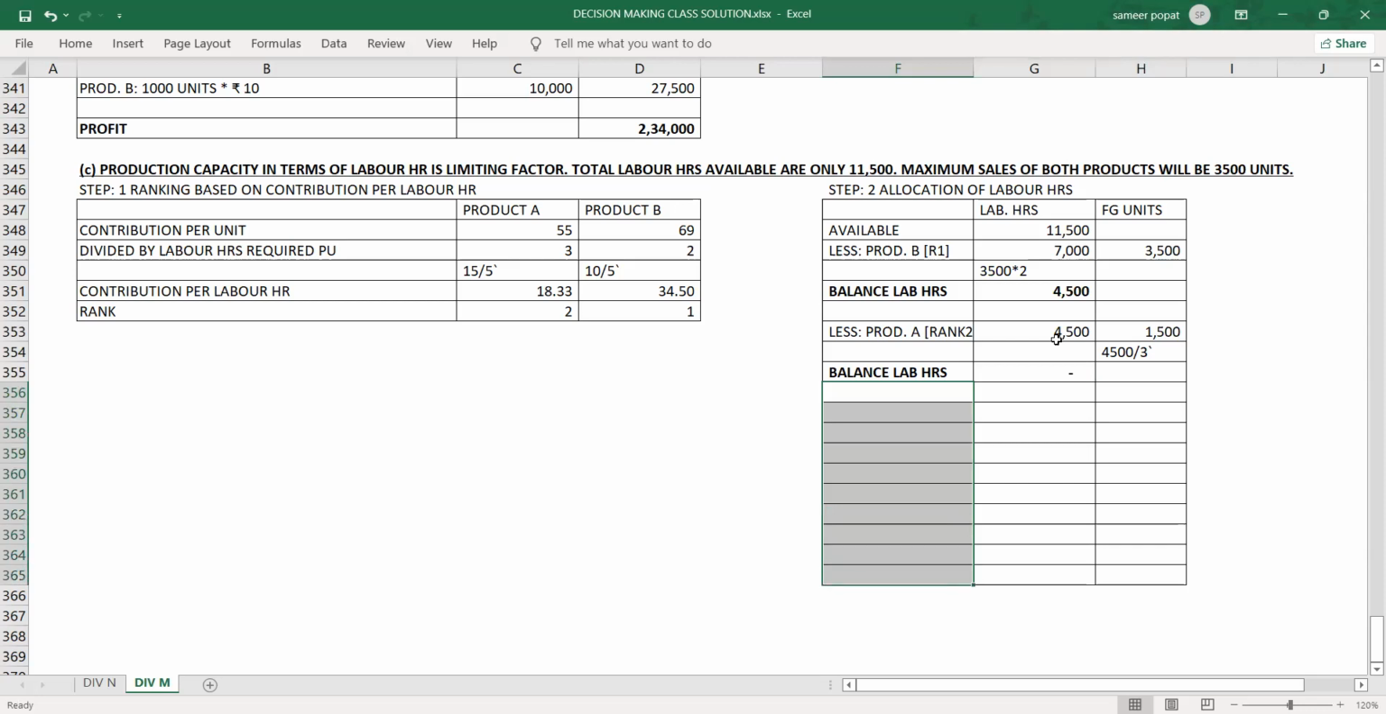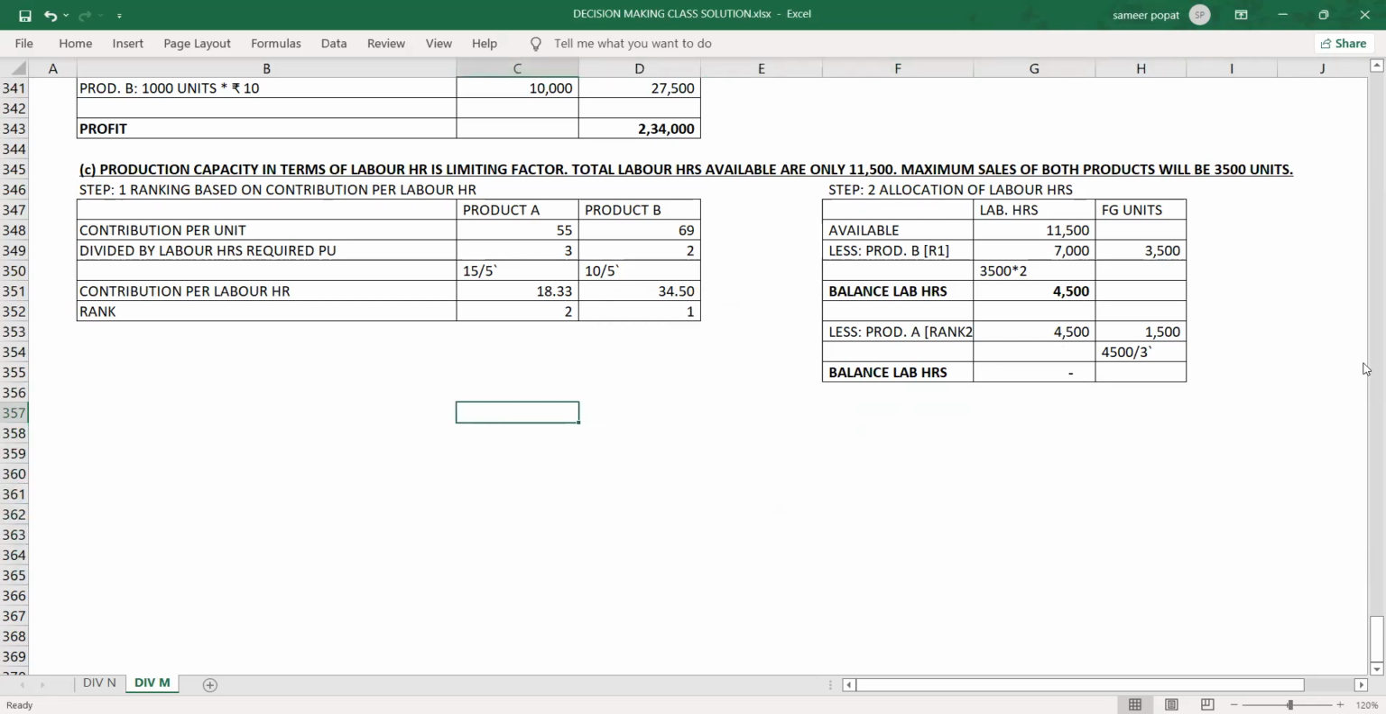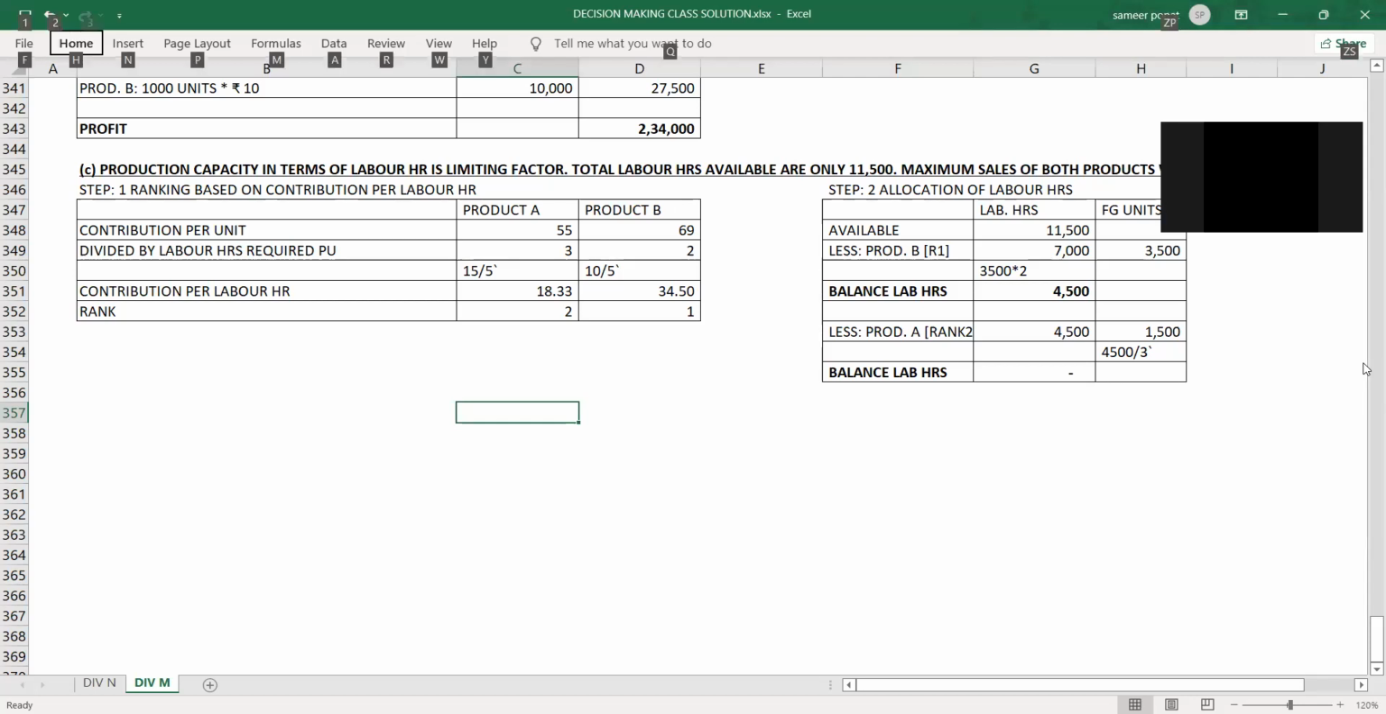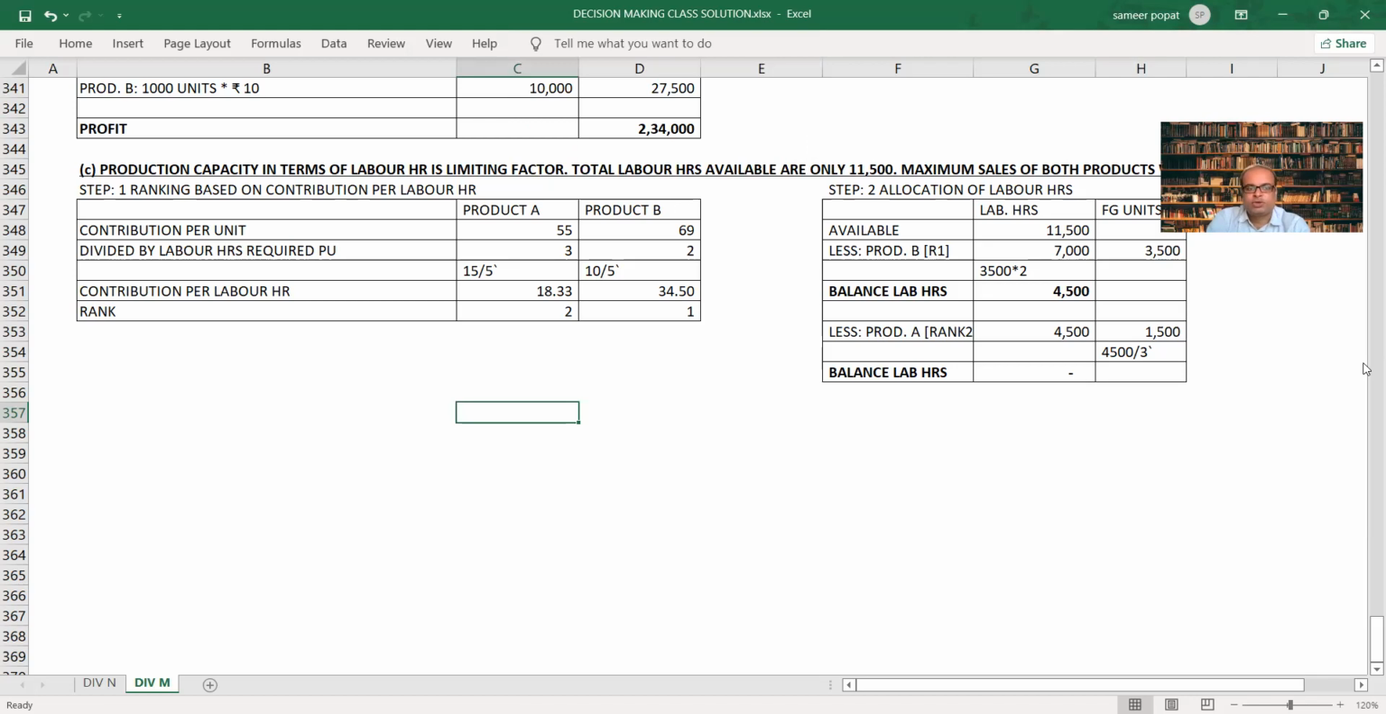I hope everyone got it. Yes, sir. Okay. Now, based on this allocation, we need to prepare the profitability statement. So step number 3, profitability statement.